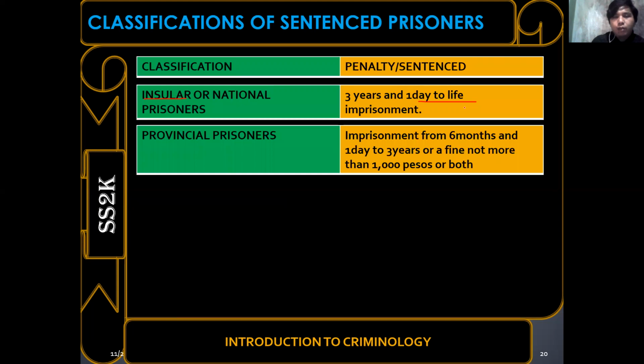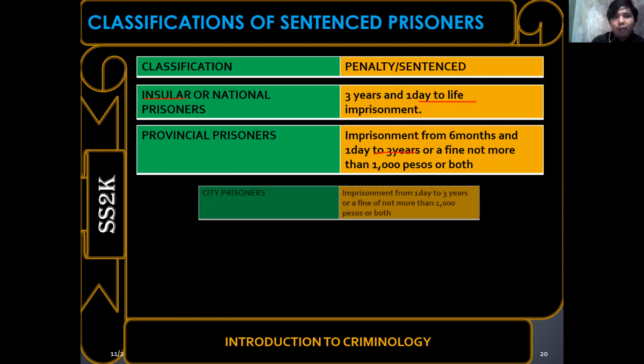Okay, provincial prisoners, okay, so mga nakabilanggo sa provincial jails, okay, sino yung mga yon? Those convicted offenders who are convicted to suffer the penalty of 6 months, 1 day to 3 years, or a fine of not more than 1,000 pesos or both. So, 6 months, 1 day to 3 years.